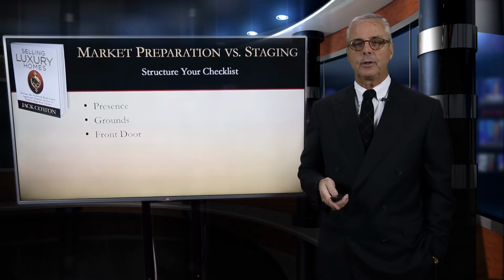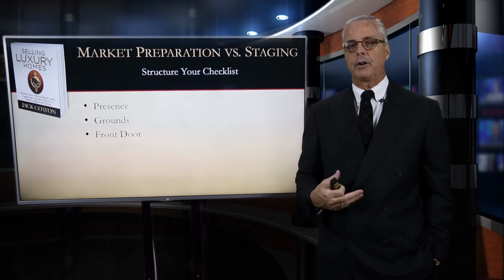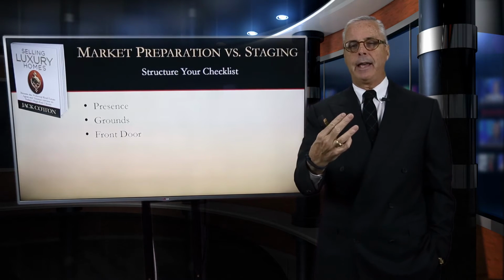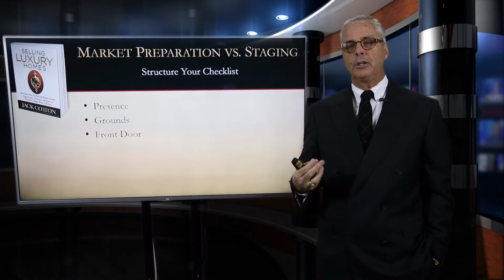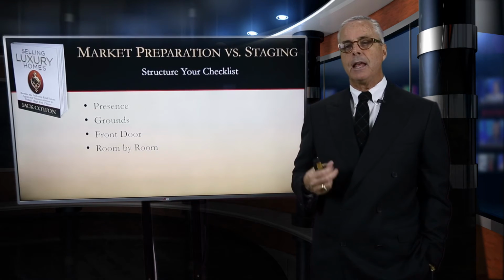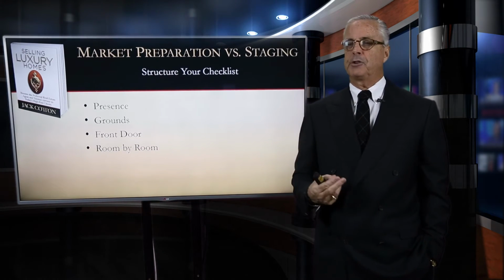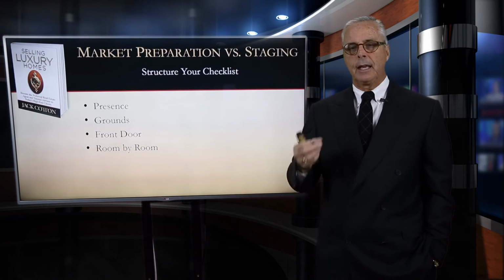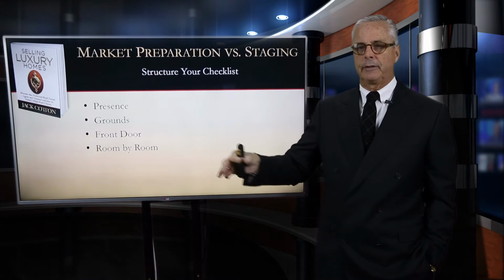Make your checklist and then do the front door. Is it peeling? Does it need a coat of varnish or paint? A polishing? Is the hardware clean? Every single item here, presence, grounds, and front door, you can come up with 5 to 10 items to start building your checklist. It's really not that hard. Then go room by room. The front entry foyer, what do you see? Are the floors in good shape? Any cracks in the ceiling? Make your checklist. Living room, dining room, kitchen.